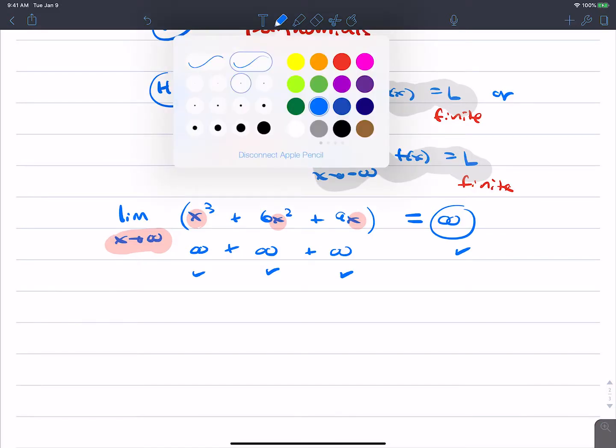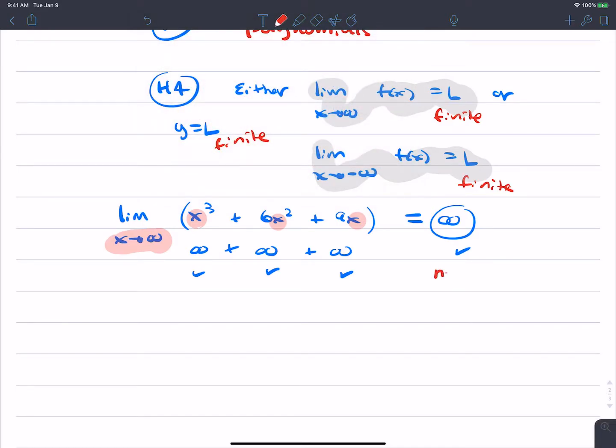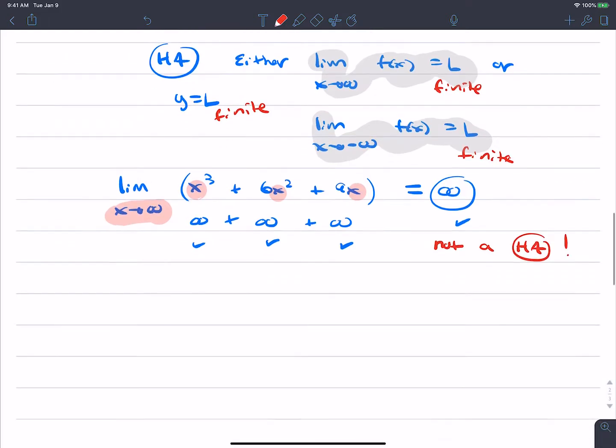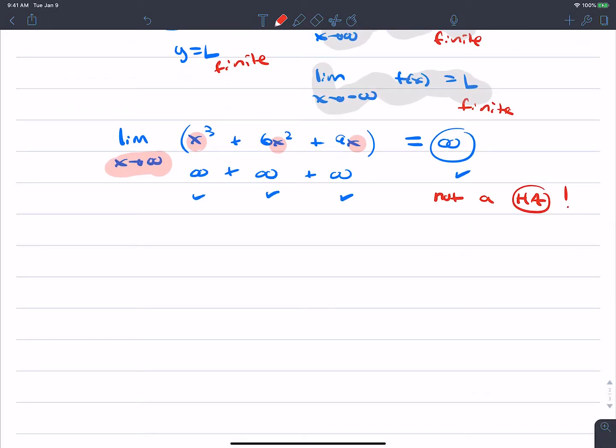What that means is, let's summarize this. This is not a horizontal asymptote. However, what that means is, as x gets big, we know y gets big. This is end behavior. Okay, end behavior.